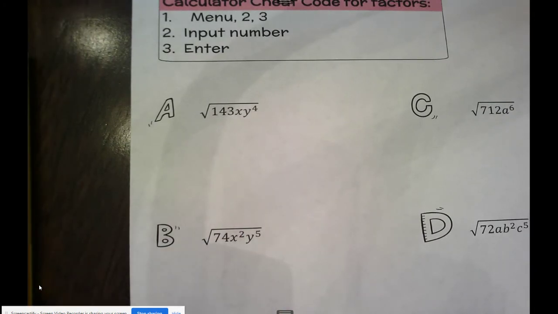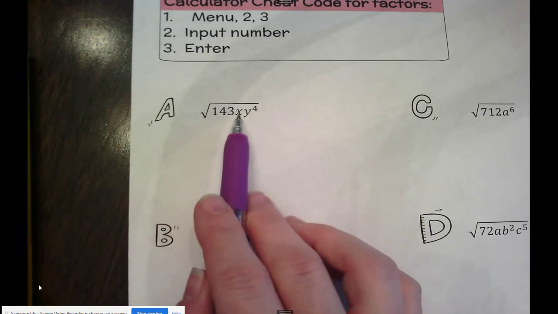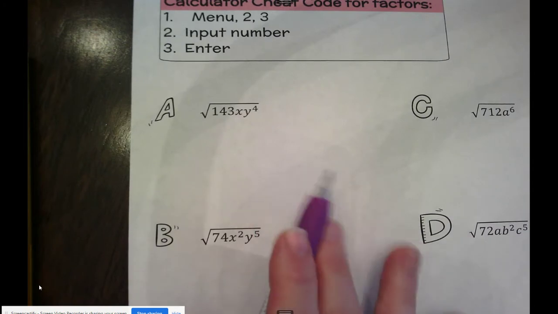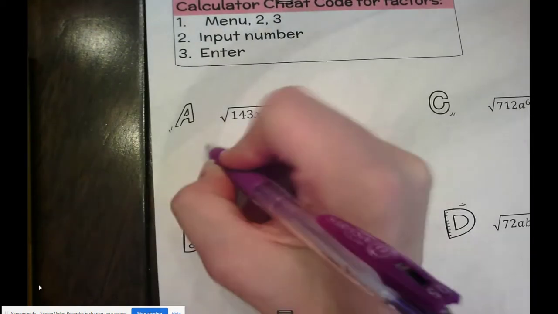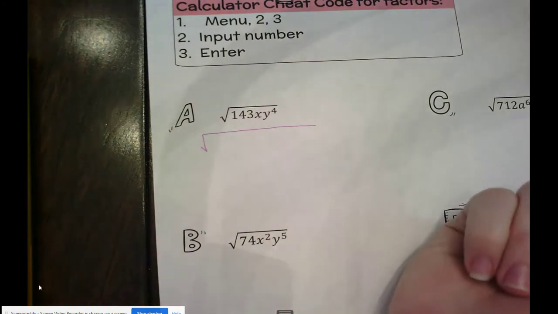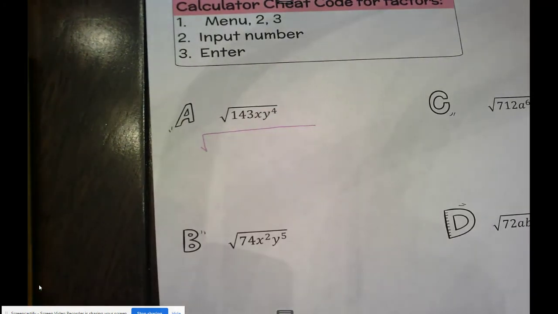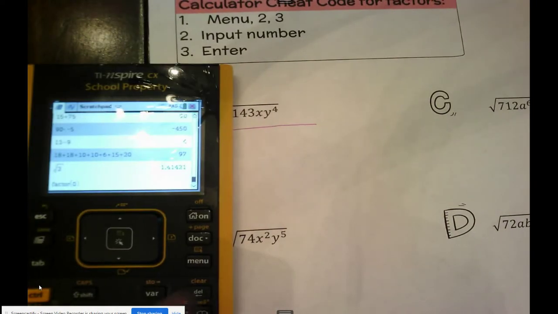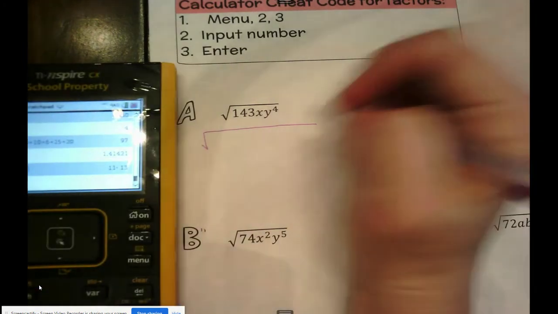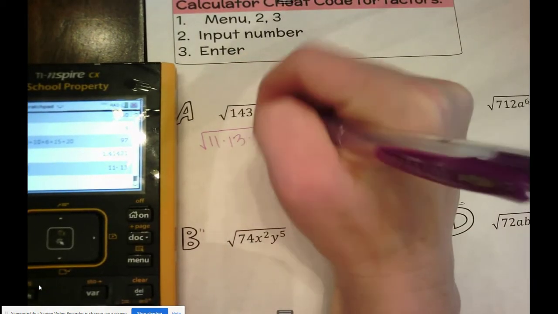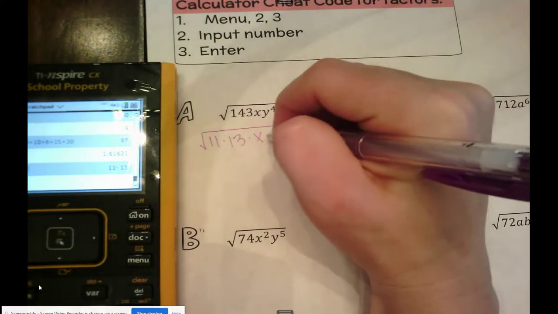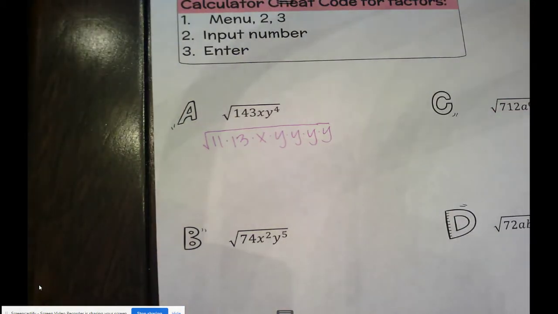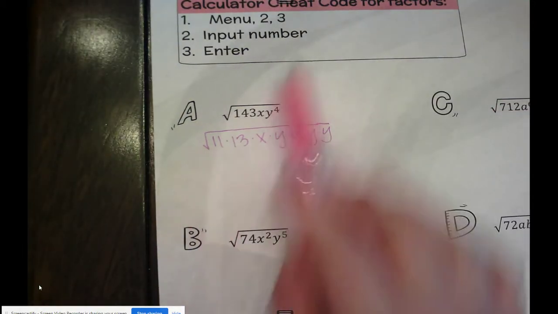Let us go. We got square root of 143x y to the fourth. Remember, we're not solving right now. We're just simplifying. We want to write down all of our prime factors, including all of our variables underneath. So I'm going to go to menu 2, 3, enter in 143, and that is 11 and 13. And our variable is there's an x, and then there's 4 y's. 1, 2, 3, 4.